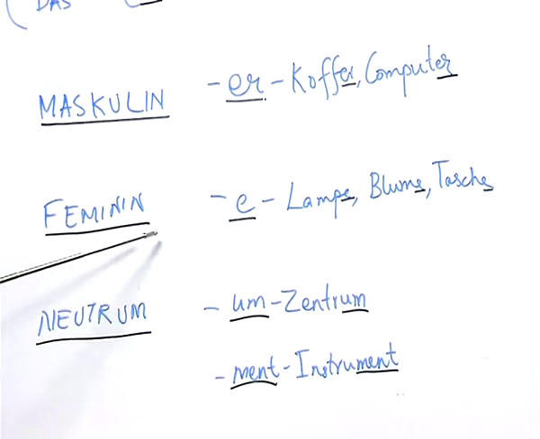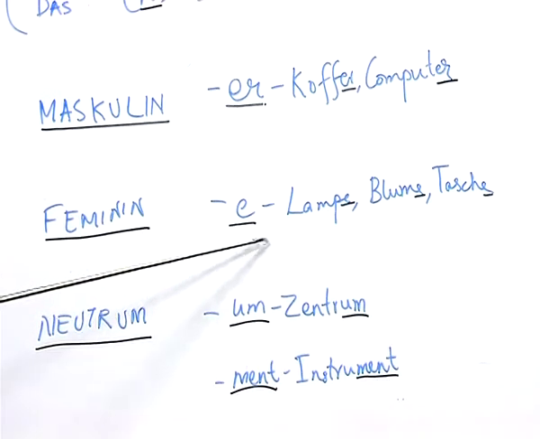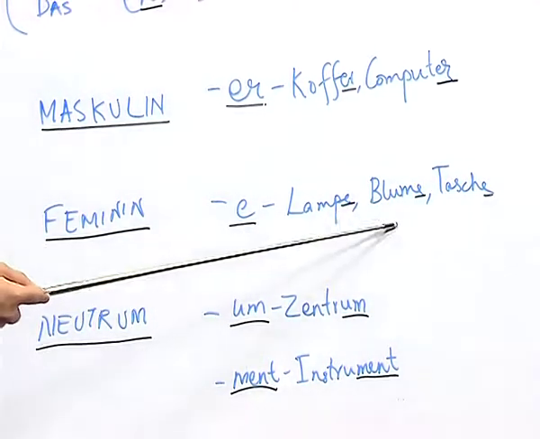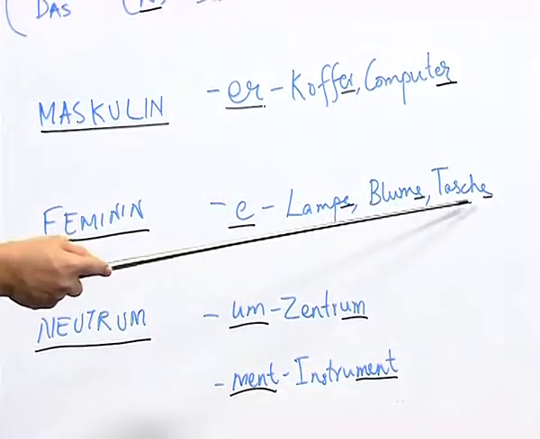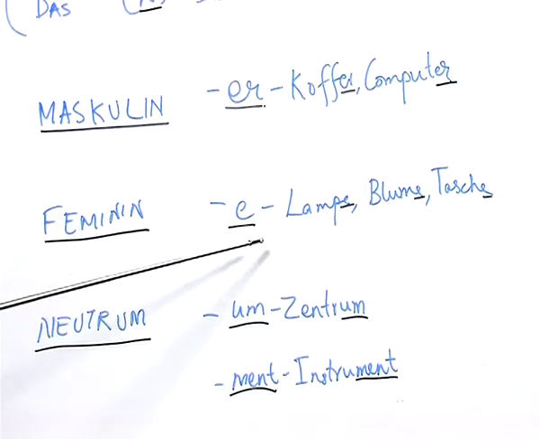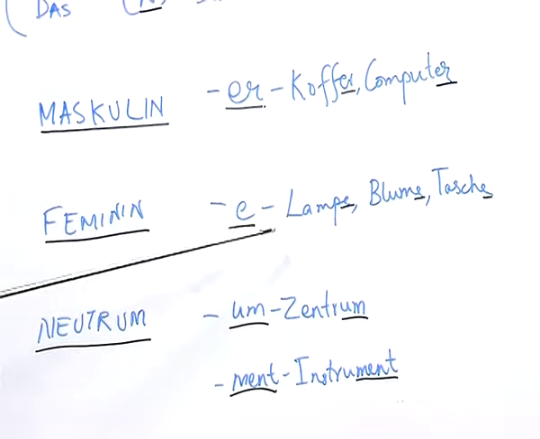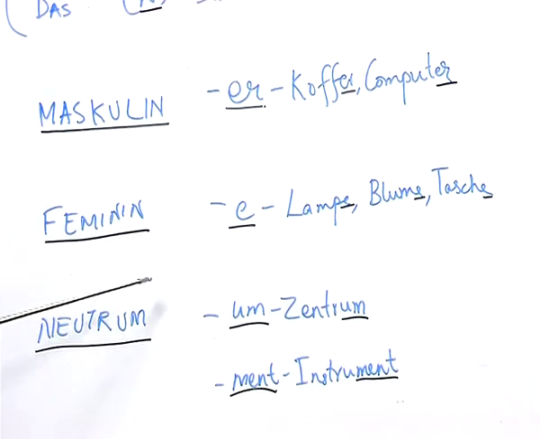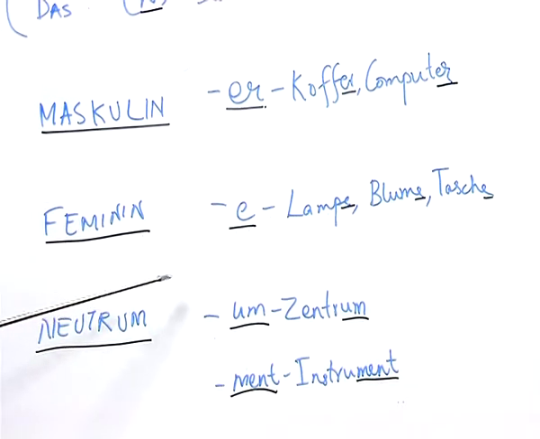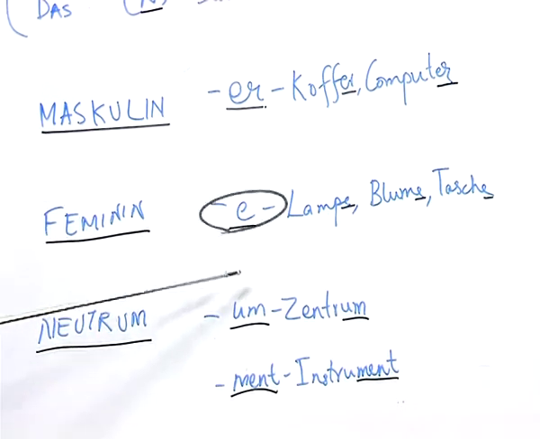In the same way, nouns like Lampe, Blume, Tasche all end with -e, as you can see. So, nouns which usually end with -a or -e belong to the feminine category. However, there are also exceptions to this rule.